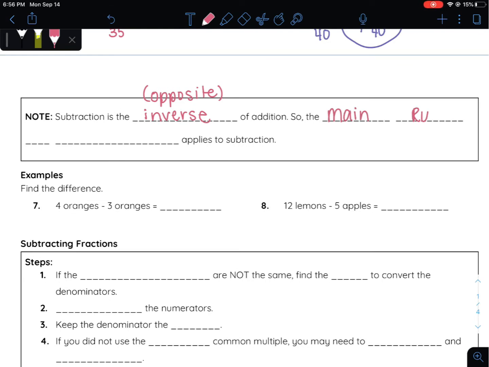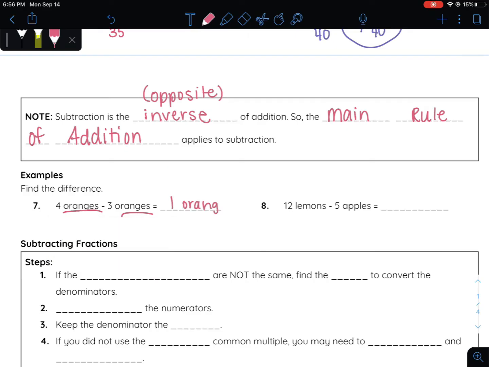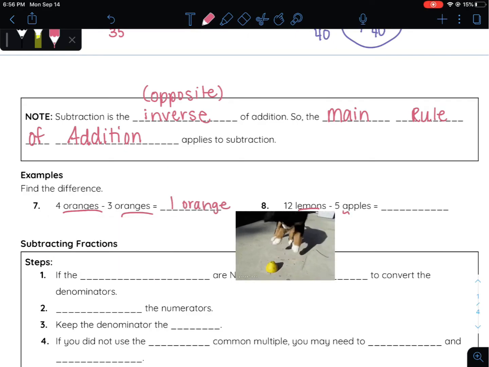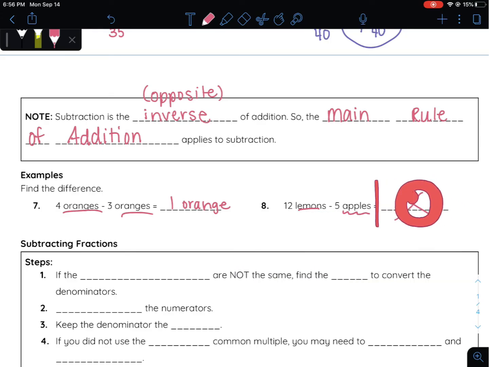So the main rule of addition from up above applies to subtraction. It's the same rule. So think about it. 4 oranges minus 3 oranges. Well, they're both oranges, so 1 orange. But if I'm like, okay, 12 lemons minus 5 apples, you can't really directly do that. You'd have to change them both into fruits and say you just had 12 of one kind of fruit minus 5 of some other kind of fruit, and you'd get a total amount of fruits. But you wouldn't necessarily know apples and lemons. You can't subtract those directly because they're not the same things like our main rule says.